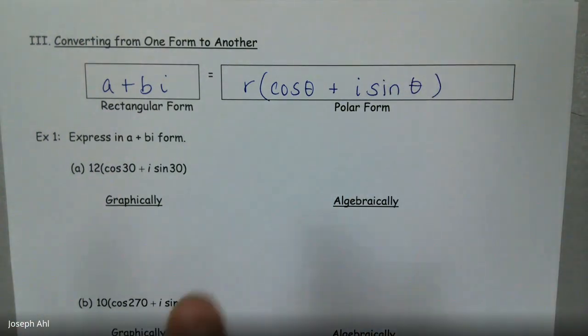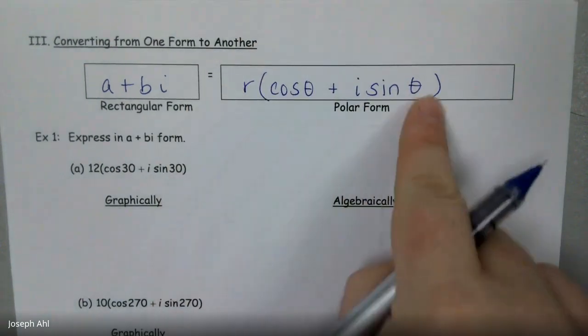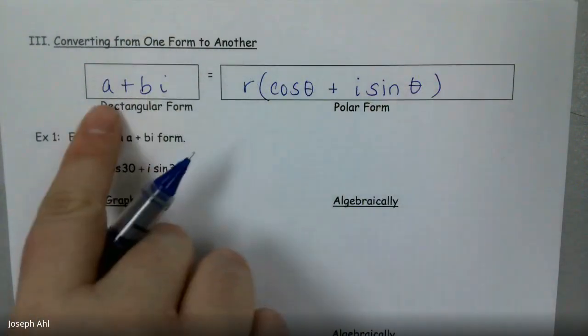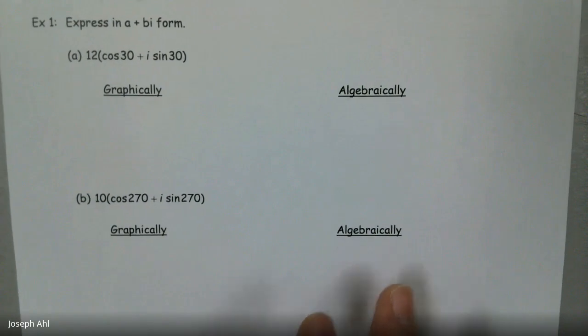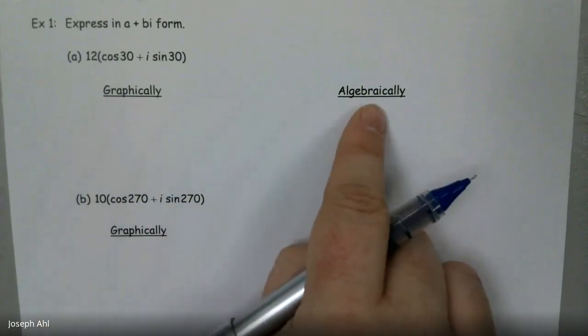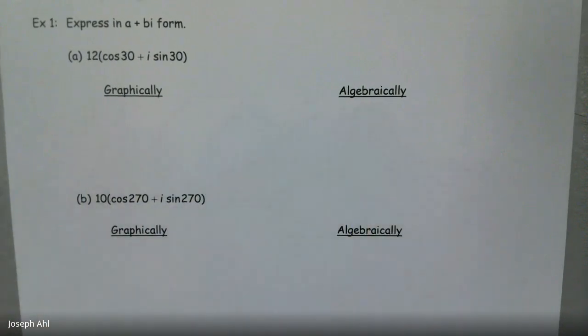And what I want us to be able to do is take something that's in this polar form and work backwards and get us to a plus bi form. And there's a couple different ways we can do that. So you'll see down below the two methods that we're going to see today are both graphically and algebraically, and eventually I will just focus on one of those two things. This way we can make our process pretty easy.